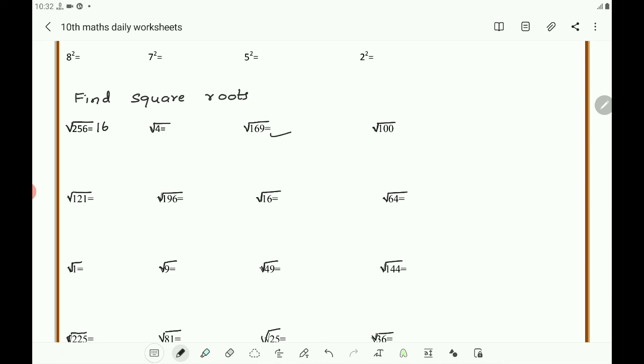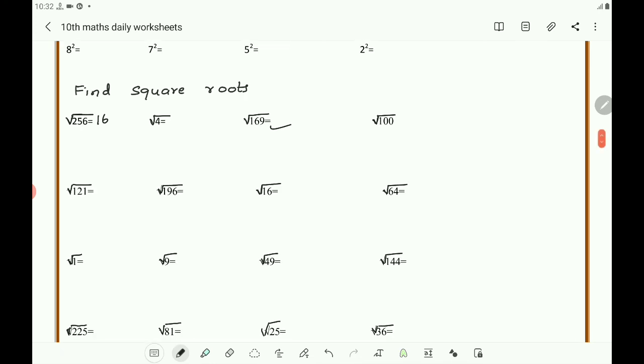Similarly, find the square root of 169. Find the square root of 100. Then what is the square of 100? No, it is not the square of 100. You must write square root of 100. It is the square of 10. So the square root of 100 is 10.